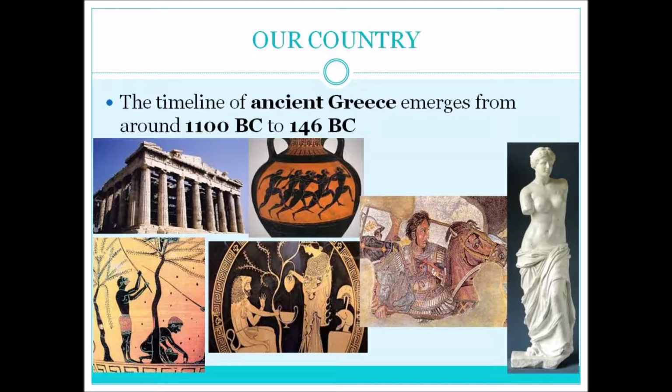People have lived in the region of our country since the ancient years. As we can see in this slide, the timeline of ancient Greece emerges from around 1100 before Christ to 146. We can also see some ancient pottery with drawings that depict the everyday life and other activities of the ancient Greek people. In this image, we can see the Parthenon, and this one, the Pyramids. Another important personality is Alexander the Great, who succeeded in conquering a huge part of Asia with his army. Here is the statue of Aphrodite, the goddess who symbolizes love and beauty.